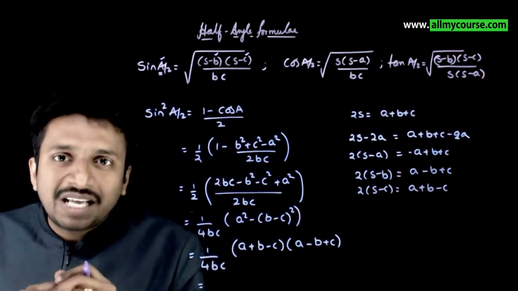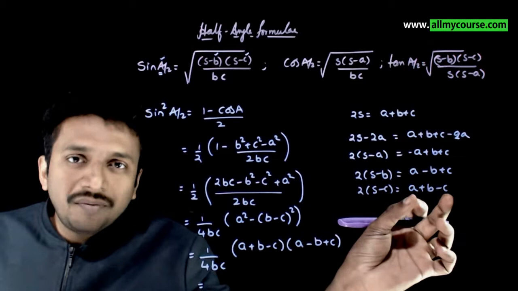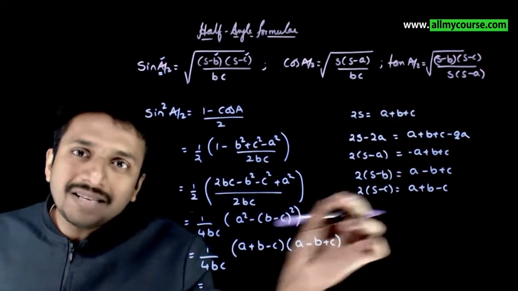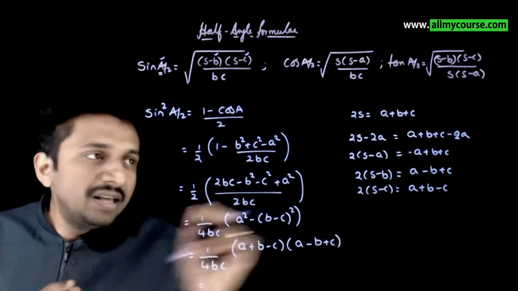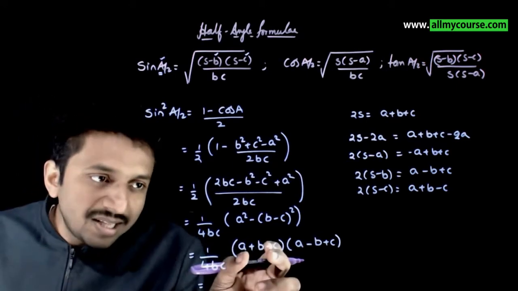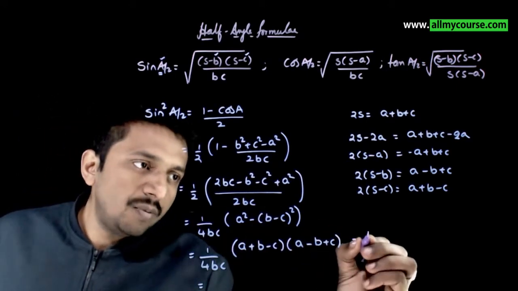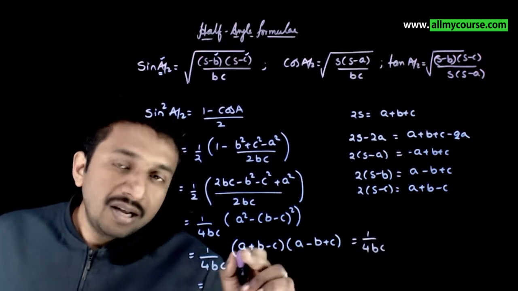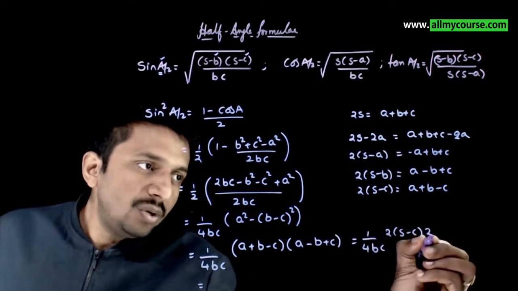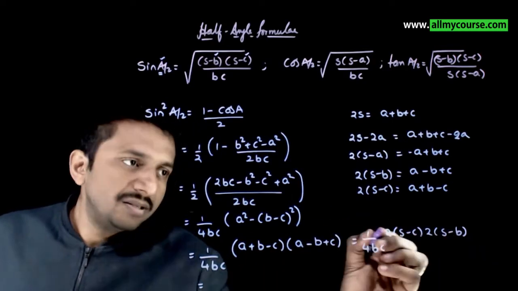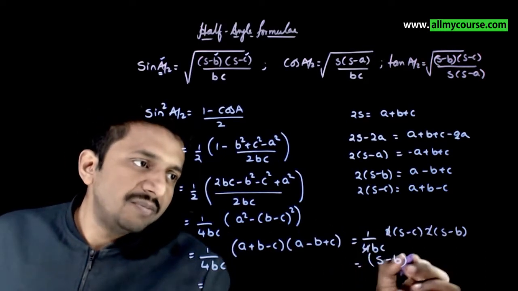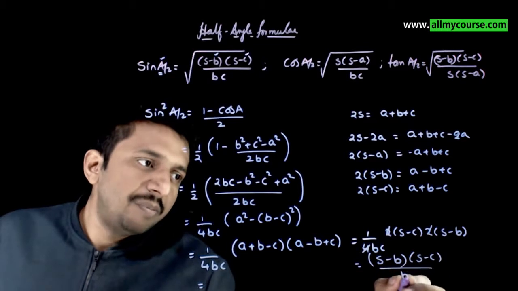So you need to remember these expressions very clearly. Whenever you have A plus B plus C, that is 2S. If you have A plus B minus C, that is nothing but 2 times (S minus C). A minus B plus C is 2 times (S minus B), and so on. So what is this? That is equal to 1 by 4BC times, A plus B minus C is 2 times (S minus C), and this is 2 times (S minus B). So 2, 2 and 4 get cancelled. That is equal to (S minus B) times (S minus C) by BC.